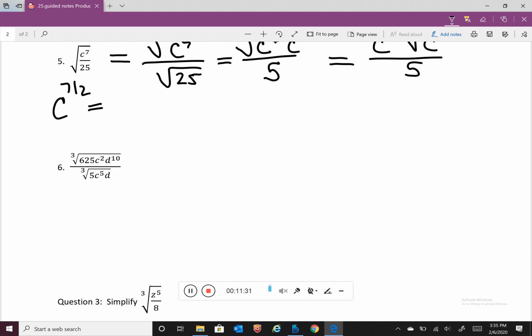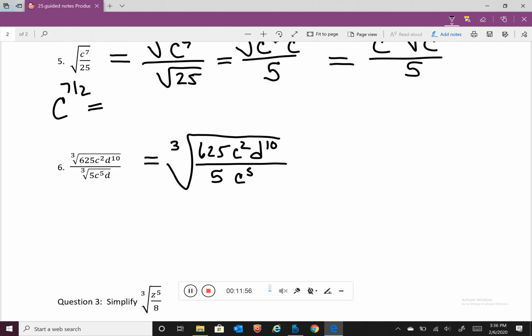Question number 6, we have a lot going on here. First, we have cubed roots, so we need to be conscious. This is a cubed root divided by a cubed root. So we can make this a cubed root of one big fraction. So this is the cubed root of 625 times c squared times d to the 10th divided by 5 times c to the 5th times d. And now we're going to simplify.